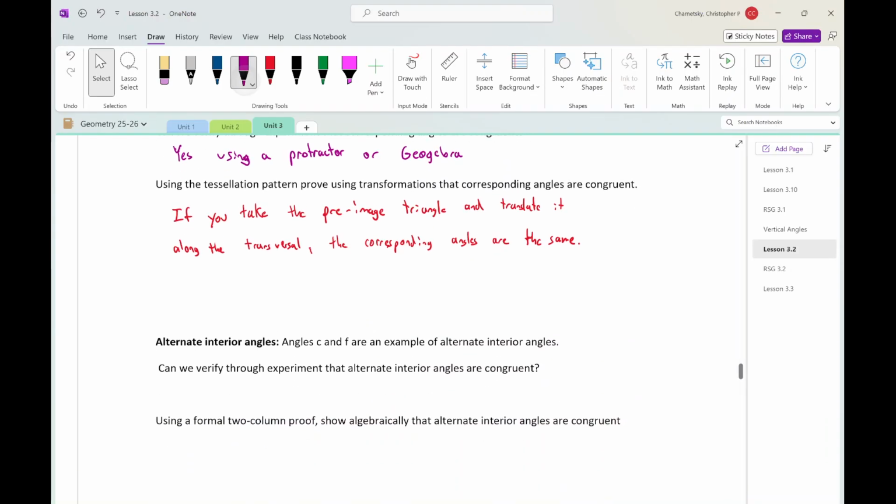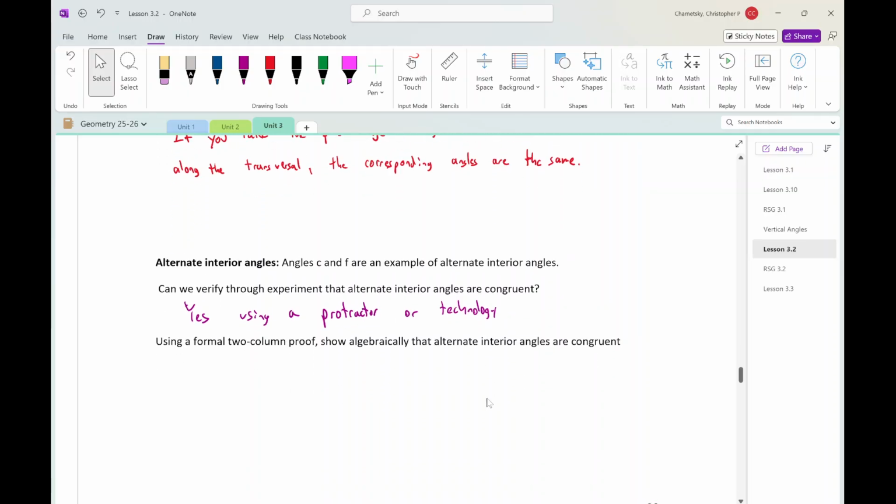So yes, using a protractor or technology, we can verify that they are congruent.